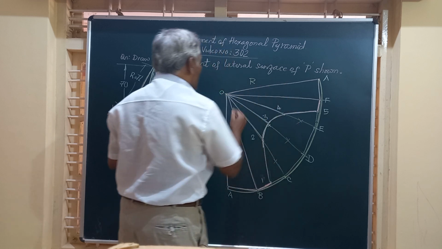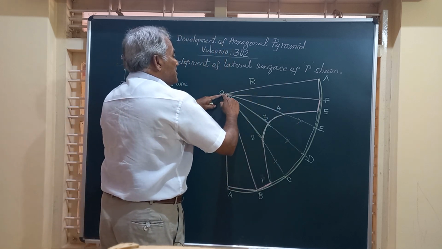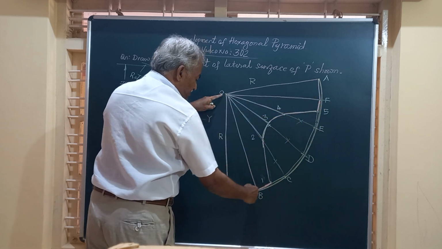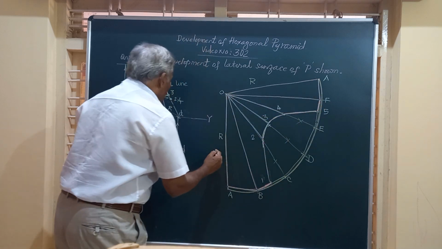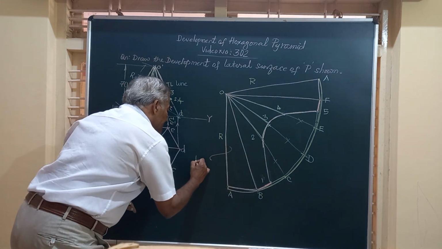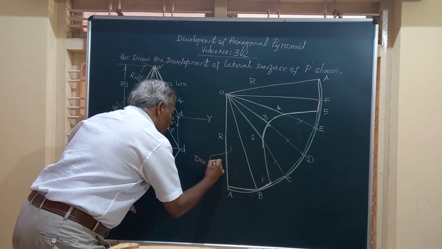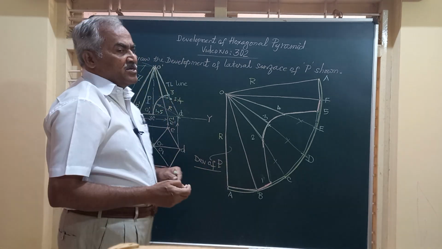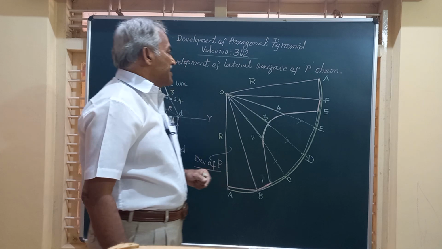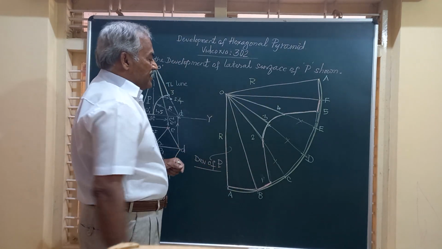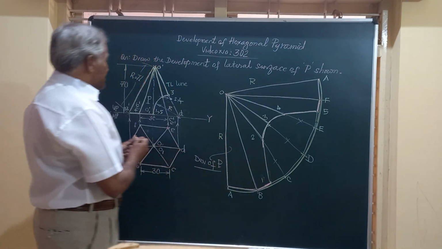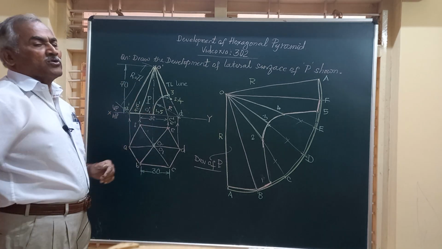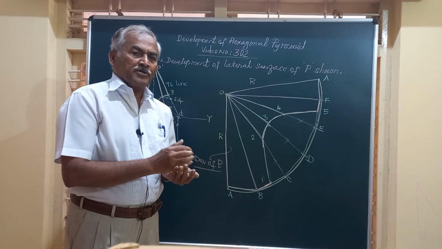Friends, this is how the development looks. O, A up to here, then this arc, again B, A and this. So I will say this is the development of the lateral surface of the hexagonal pyramid when it is cut by a section plane which is curved in nature and it is perpendicular to the plane of the board.